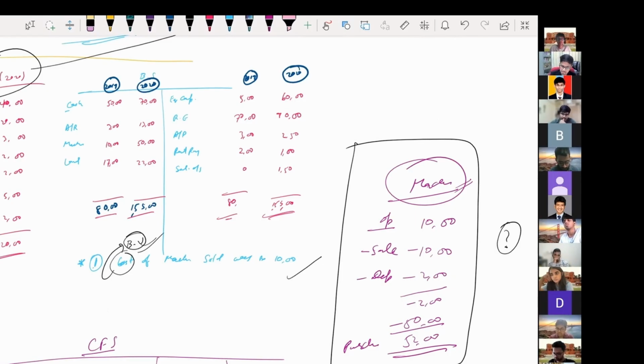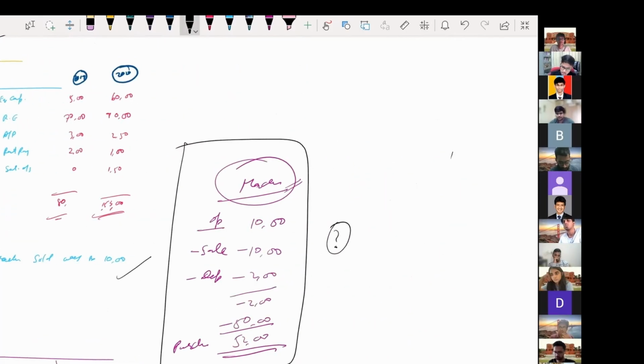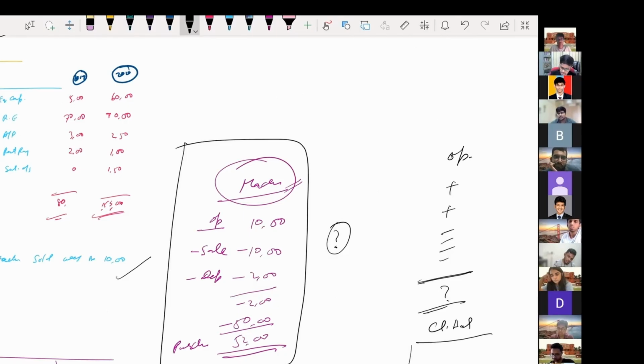Now reconciliation is pretty simple. You start with the opening balance. You write all the reasons for pluses and minuses that are being given in different adjustments. And if this balance, whatever you get, is any different from the closing balance, then the difference would be purchase or sale. This is what we did for machinery.